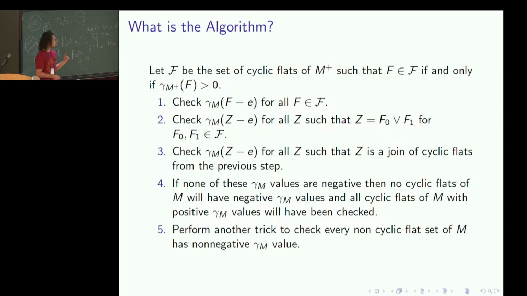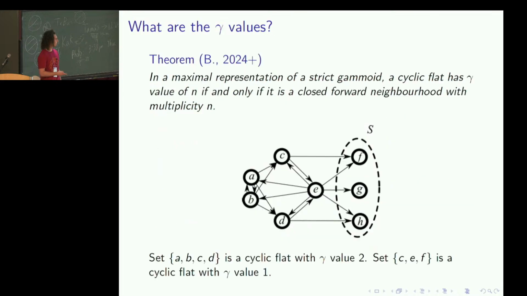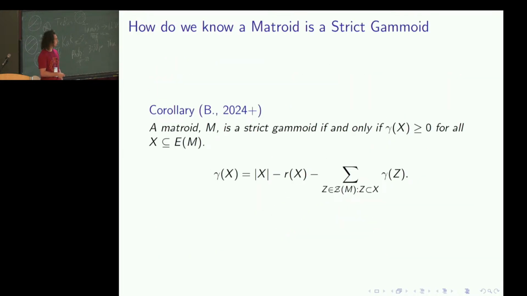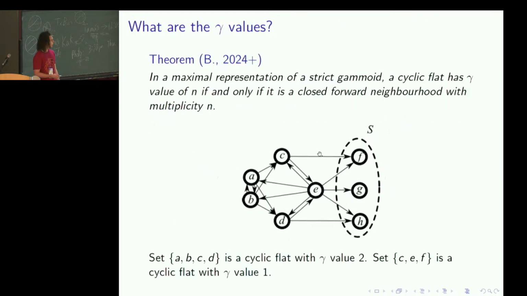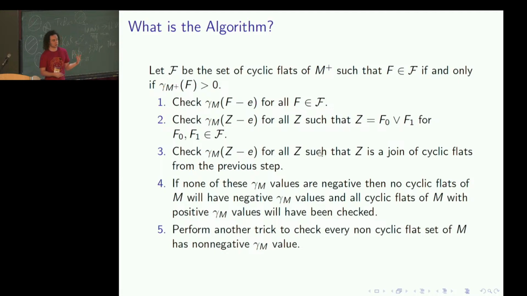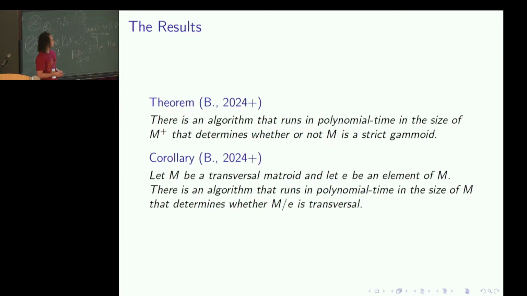And there's one more step, which is, this is all just for cyclic flats. We have to check every other set as well, because remember, these formulas apply for every set in the matroid, not just for cyclic flats. We just use the cyclic flats to calculate the gamma values. So then we do some other tricks, which I'm not going to specify, to check everything else. And then we can verify whether our matroid is a strict gamoid or not in polynomial time. And we get these results.